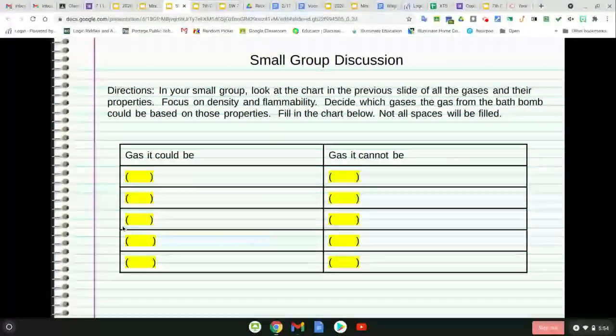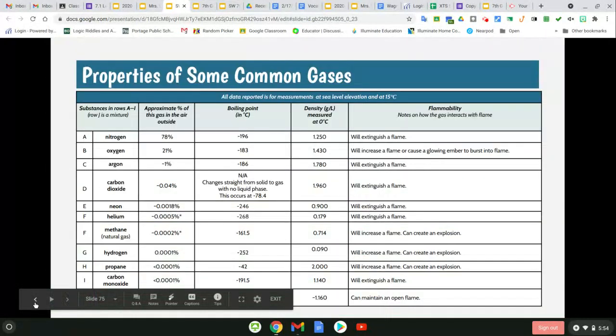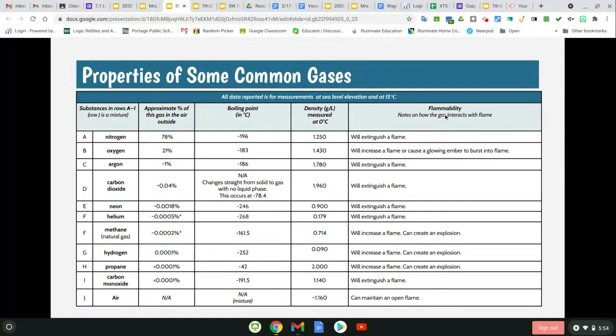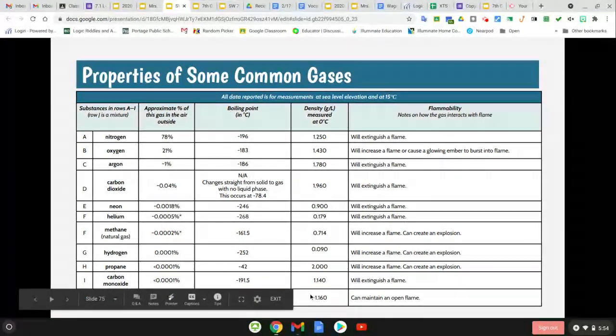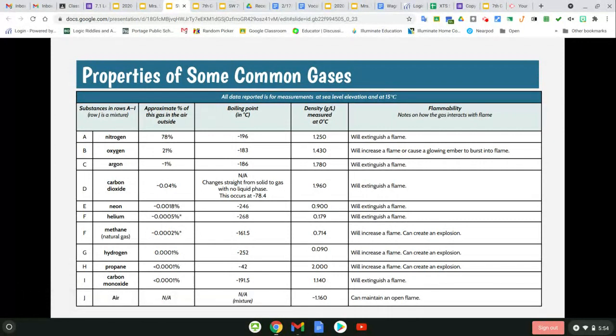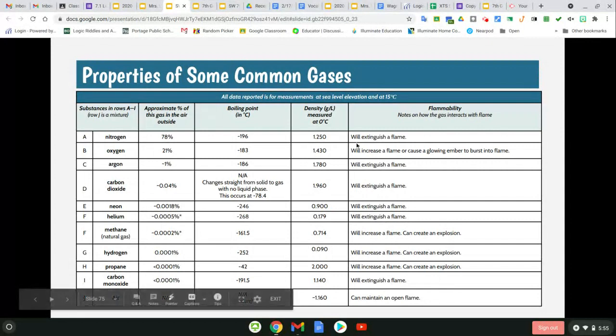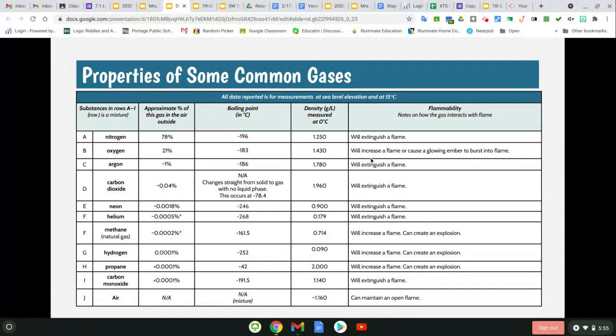In trying to identify the gases that it could be, you're going to take a look at this chart, take a look at the densities of the substances, and the flammability. Don't worry about including air in the chart. Air does not have to be in the chart, okay? All right. The most important part of doing the next slide is making sure that you have placed all of the gases it could be in the chart. Okay.